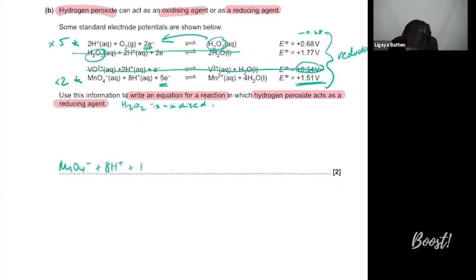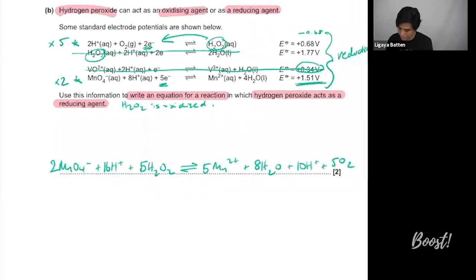So plus 5H2O2, because that should be on the left-hand side. We've reversed the equation. Okay, and then, oh, that's supposed to be 2. Sorry, I didn't times it by 2. That's supposed to be 16H plus. Right. So 5Mn2 plus, 8H2O plus 10H plus, 5O2. Okay, and now we can cancel out some of these. Okay, so that leaves 6H plus.